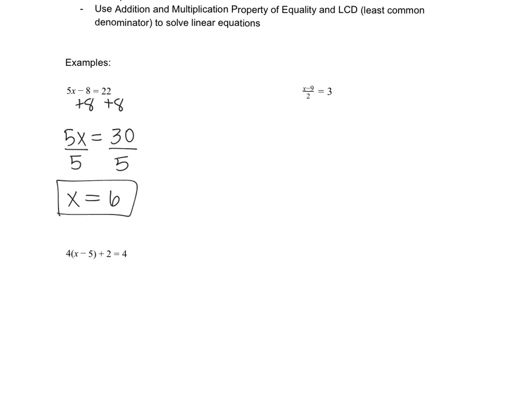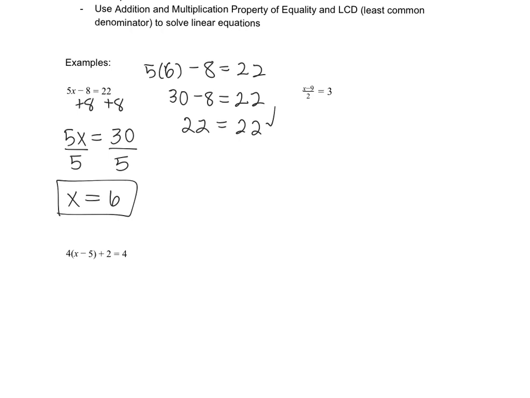So if I were to plug 6 back into my equation, 5 times 6 minus 8 equals 22, I should get a true statement. So 5 times 6 is 30, minus 8 equals 22, and 30 minus 8 is 22. So we get 22 equals 22. So this is a nice way to check that your work is correct by plugging the value in for x and making sure you get a true statement.